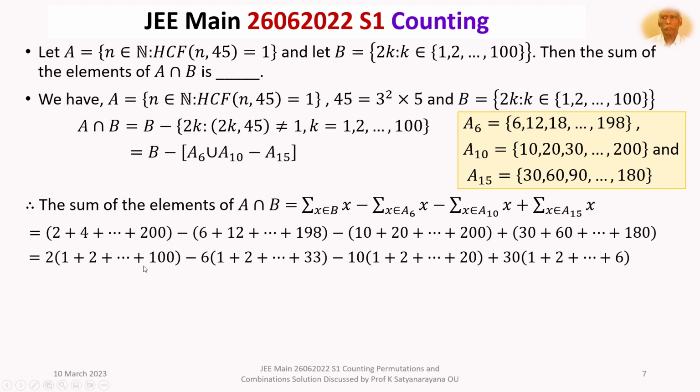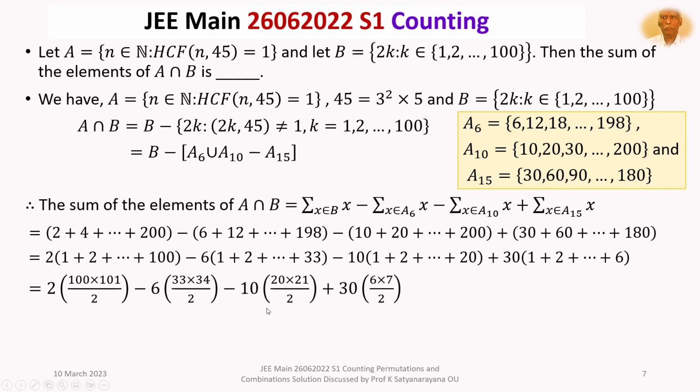Recall the formula: the sum of the first n natural numbers is n times (n plus 1) by 2. So in this case, 2 into 100 into 101 by 2, minus 6 into 33 into 34 by 2, minus 10 into 20 into 21 by 2, plus 30 into 6 into 7 by 2. So those are the things we have written, and we have done the multiplication and simplified.